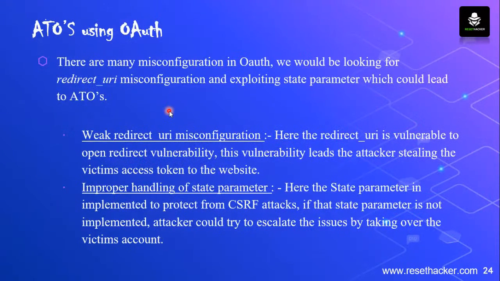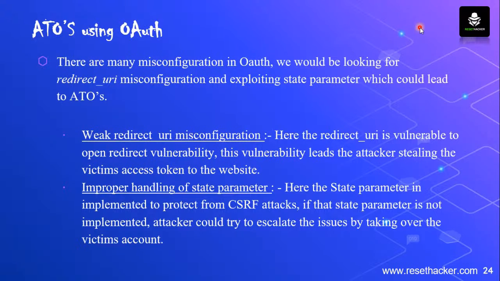So how can we find OAuth ATOs, account takeovers, using OAuth implementation? There are many ways, but I'll just discuss two ways here. The first one is weak redirect URI misconfiguration. Here the redirect URI is vulnerable to an open redirect vulnerability. This vulnerability lets the attacker steal the victim's access token to the website. This is just the definition, and we'll look into it further.